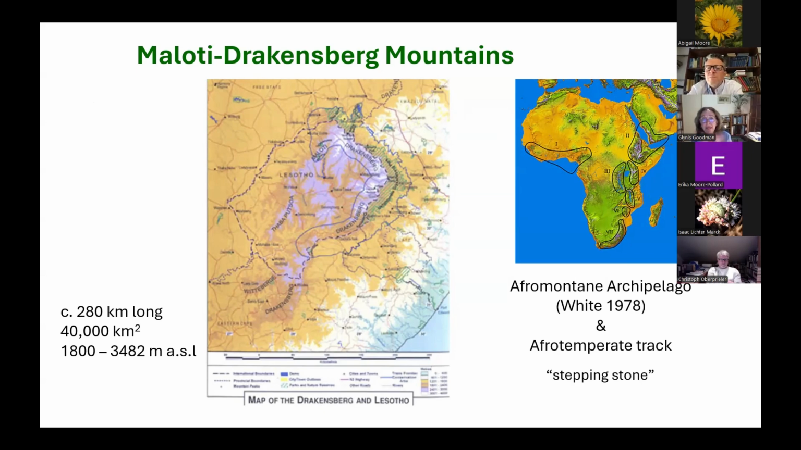So if one climbs up to the summit, you start to enter into Lesotho. But the escarpment itself is more or less in South Africa. And it's part of the Afromontane archipelago of White, 1978. So that would be it there, that little purple spot. And it's thought to be an important stepping stone along the Afro-temperate track.